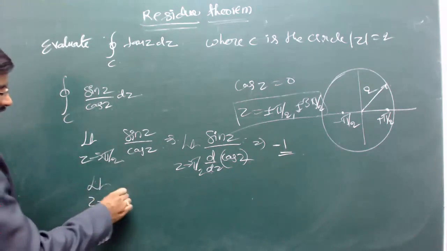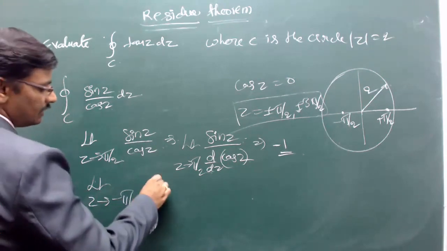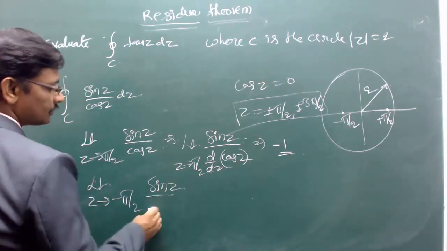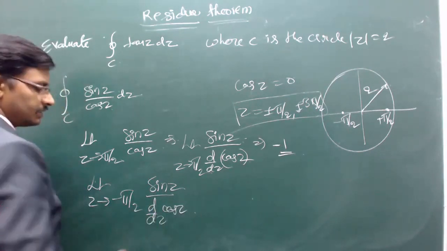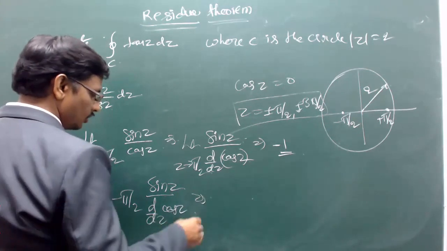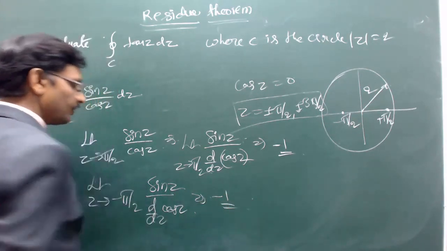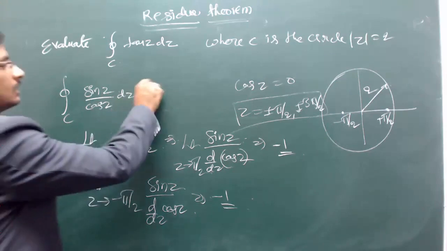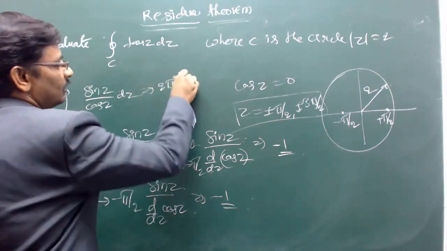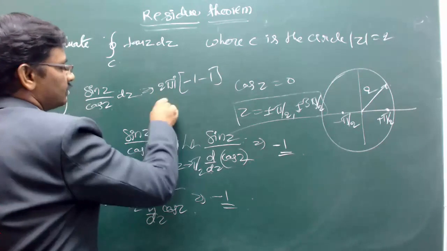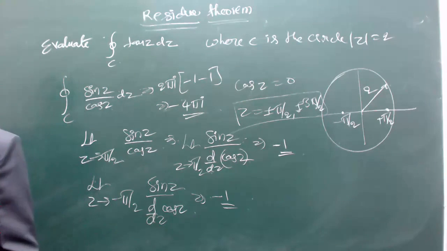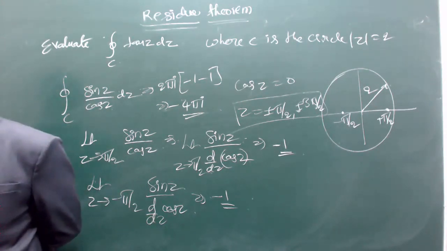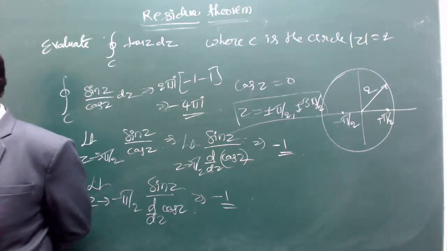Limit z tends to minus pi by 2, then sin z divided by d by dz of cos z. So this is again coming out to be minus 1 only. So the sum of these residues is minus 2, and 2 pi I times that is minus 4 pi I, the integral value. Clear? Any questions on this?